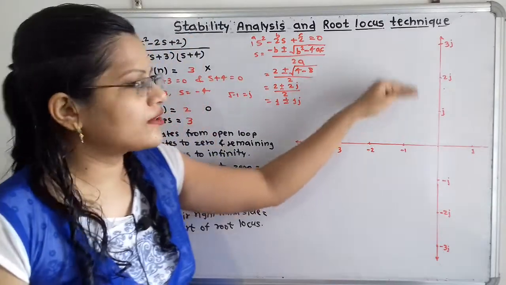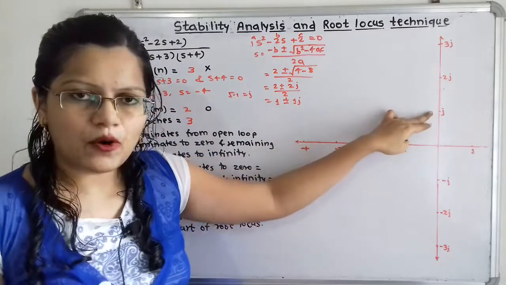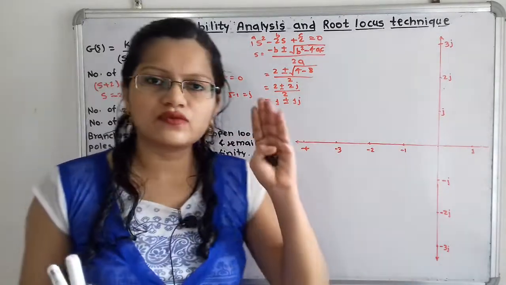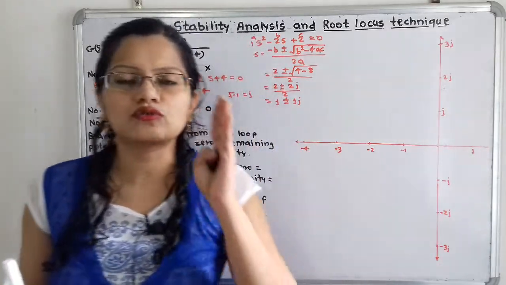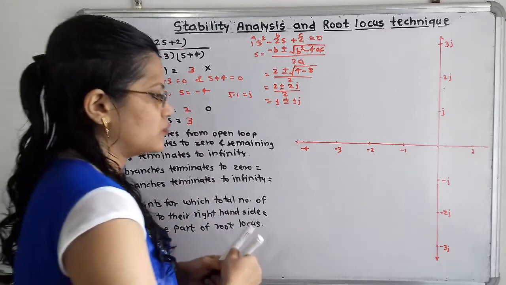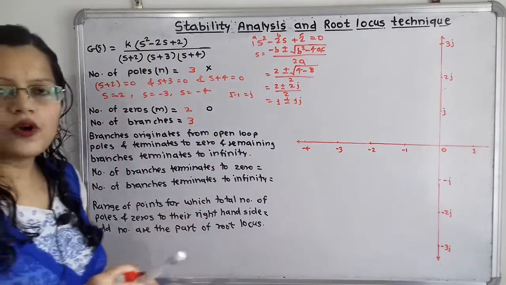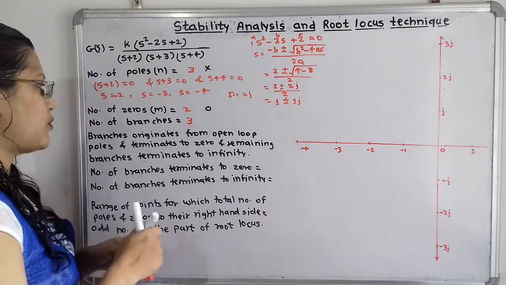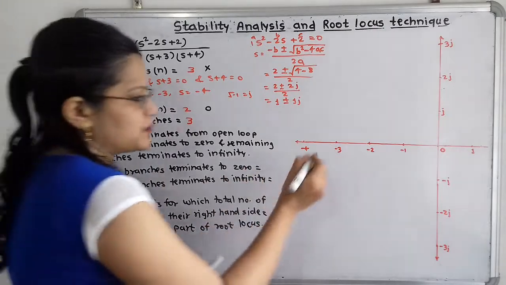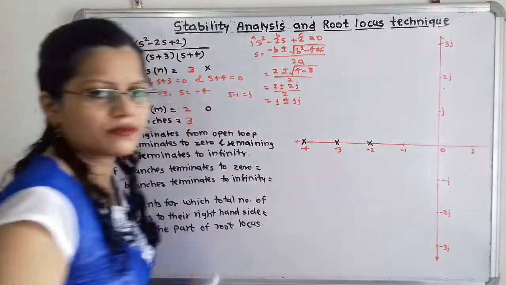So we have to plot the numbers in the form of z. On this upward side we have to take positive numbers, that is z, 2z, 3z, and in this downward direction we have to take minus z, minus 2z, minus 3z, and here the origin is there, that is 0. Now we will plot the poles and zeros. So how to plot? Now poles are minus 2, minus 3, minus 4. So all are real numbers, minus 2, minus 3, minus 4.